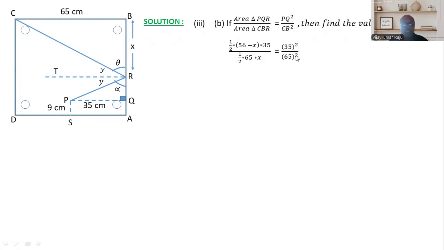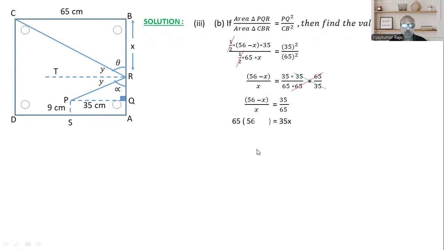So the ratio is the squares of the two. The 1 by 2 cancels. You see here, we can write this as 35 into 35, and this as 65 into 65. So (56 minus x) upon x is equal to 35 into 35 upon 65 into 65. This 65 goes to the numerator, 35 comes down. So 65 and 65 cancel, 35 and 35 cancel. You are left with only this: (56 minus x) upon x is equal to 35 upon 65.